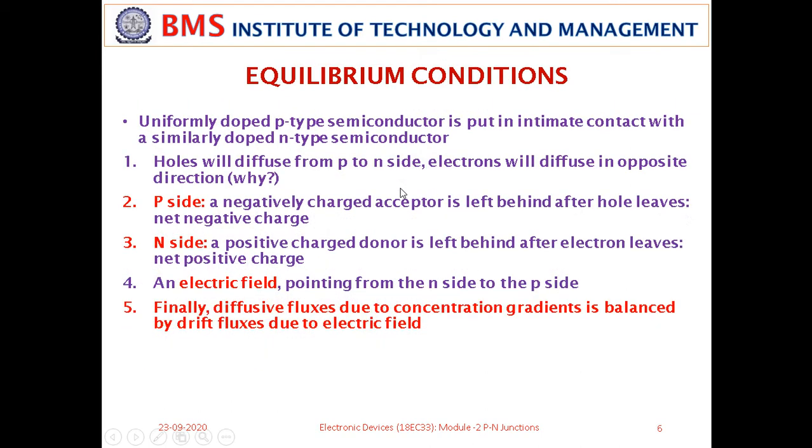Now let us assume that you have a PN junction without applying external voltage or current. Let us analyze the device under equilibrium conditions. Equilibrium means at room temperature we are not applying any external voltage source. So now a uniformly doped P type semiconductor is put in intimate contact with a similarly doped N type semiconductor, that forms a PN junction. Now let us see in detail what happens in a PN junction under equilibrium conditions.